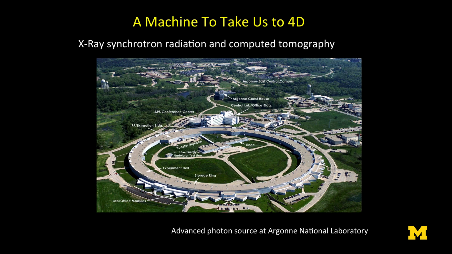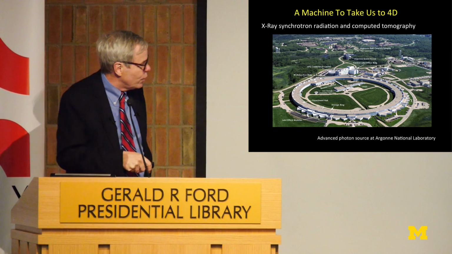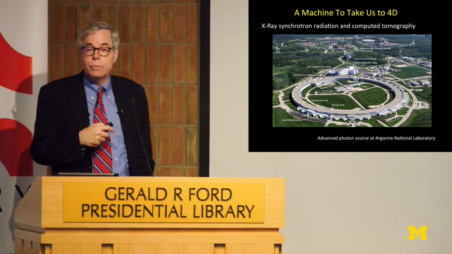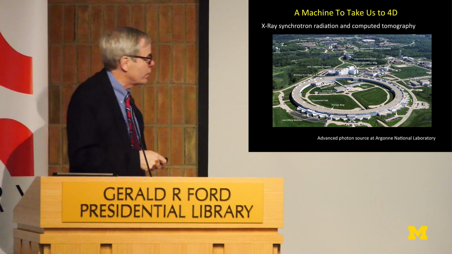And this is called a synchrotron. This is the one at the Advanced Photon Source at Argonne. So this is a ring. To give you an idea of the scale, that little dot down there is a car. Okay? So this is big science. It's not something you do in the lab.